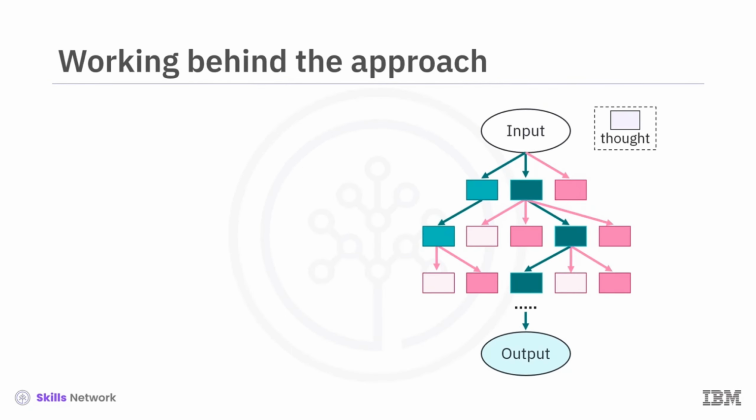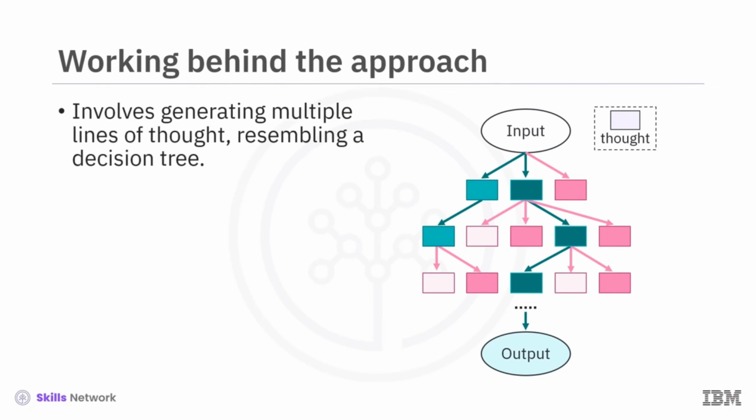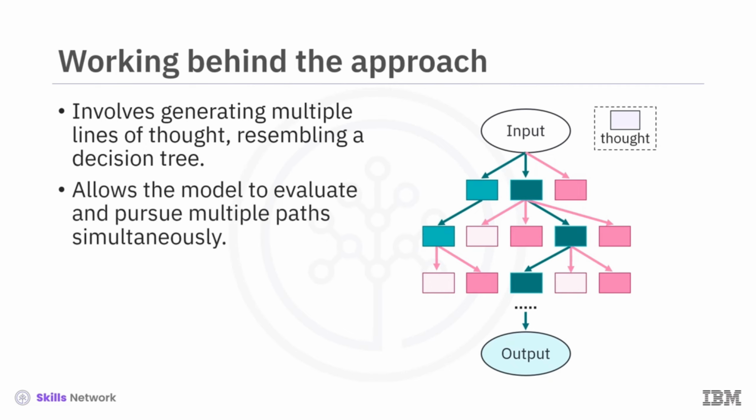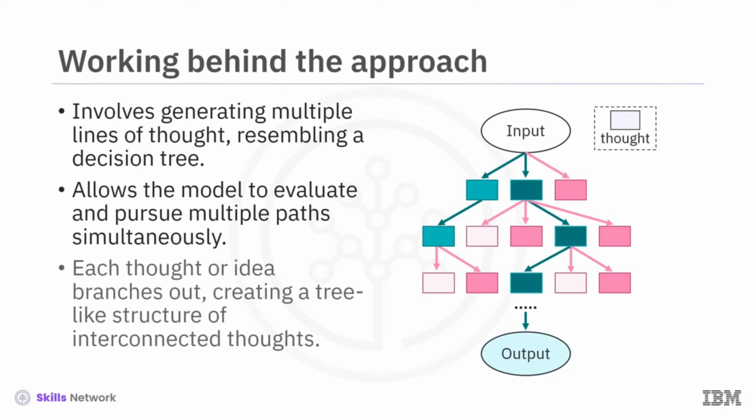Let's understand how the tree of thought approach works. It involves generating multiple lines of thought, resembling a decision tree, to explore different possibilities and ideas. Unlike traditional linear approaches, this technique allows the model to evaluate and pursue multiple paths simultaneously. Each thought or idea branches out, creating a tree-like structure of interconnected thoughts. The model proceeds by assessing every possible route, assigning numerical values according to its predictions of outcomes, and eliminating lesser promising lines of thought, ultimately pinpointing the most favorable choices.